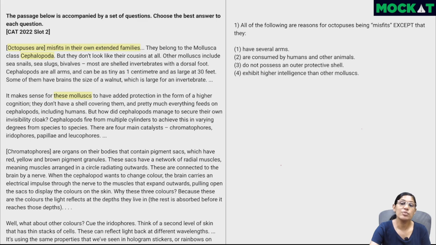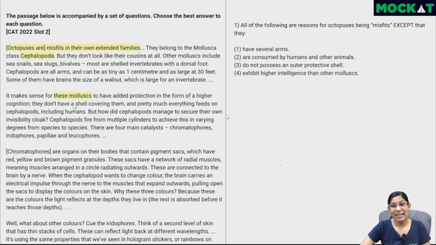But we know that most mollusks are shelled, whereas octopuses are the ones which are not like their cousins and they are not shelled. So that means that these brains essentially are with octopuses. So probably the reference to arms also is being made with octopuses, and that we anyway know that octopuses have 8 arms. But how did cephalopods manage to secure their own invisibility cloak? Cephalopods fire from multiple cylinders. To achieve this in varying degrees from species to species, there are 4 main catalysts.